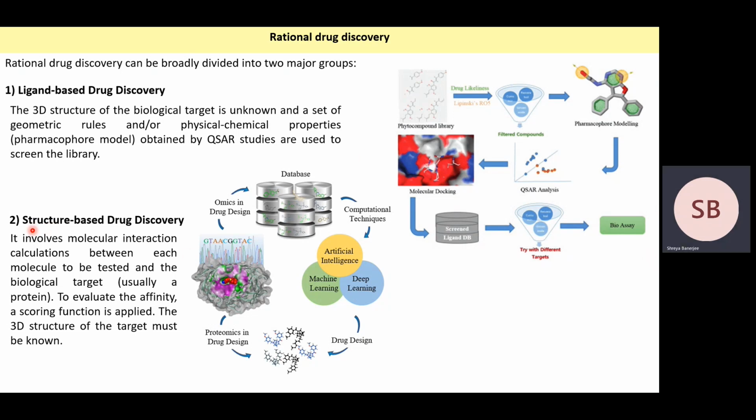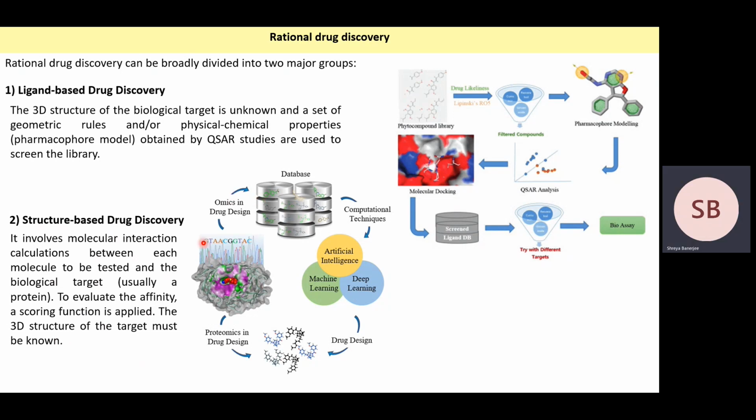The second kind is called structure-based drug discovery. So in this, what happens? It involves molecular interaction calculations between each molecule to be tested and the biological target, which is usually a protein. To evaluate the affinity, a scoring function is applied, which we learn about later. And in structure-based drug discovery, the 3D structure of the target must be known.